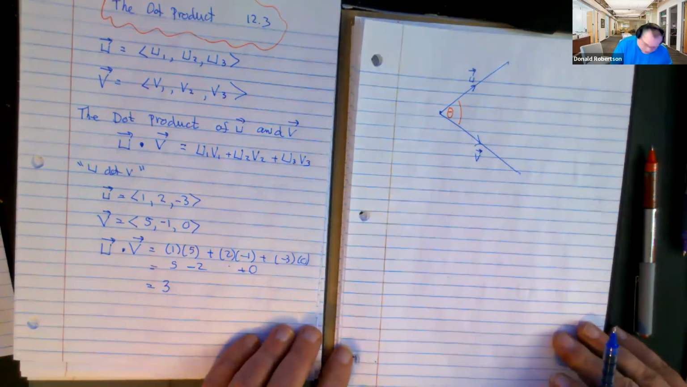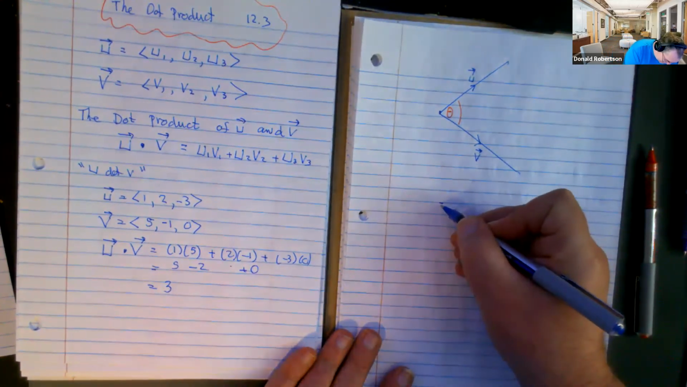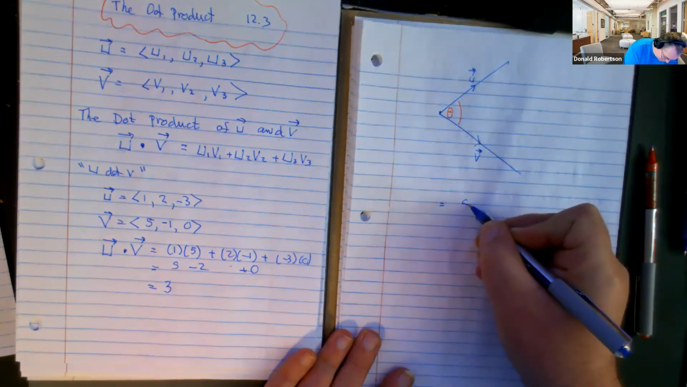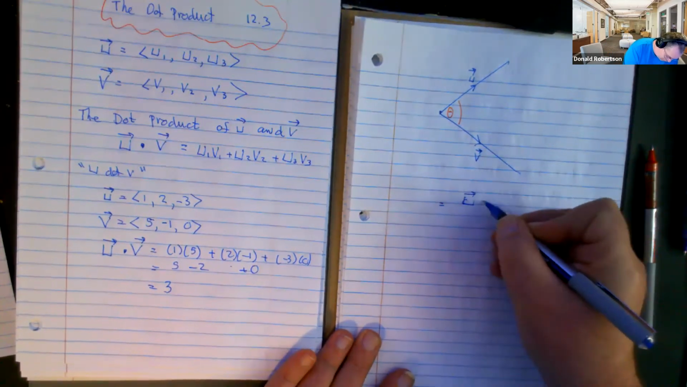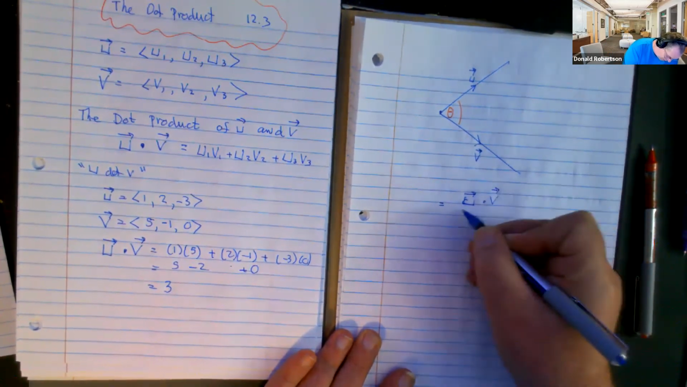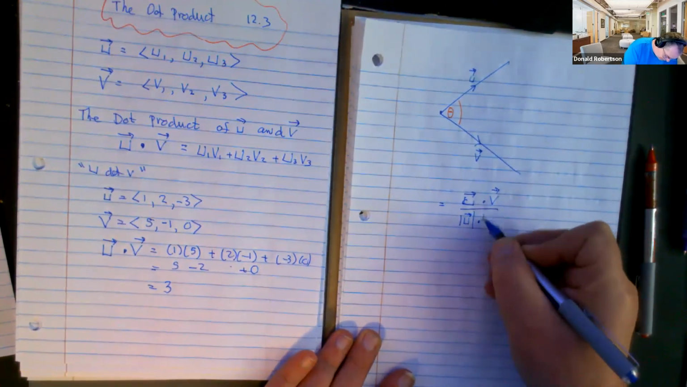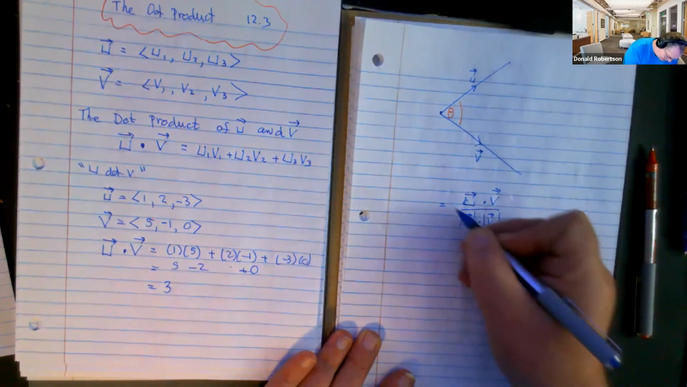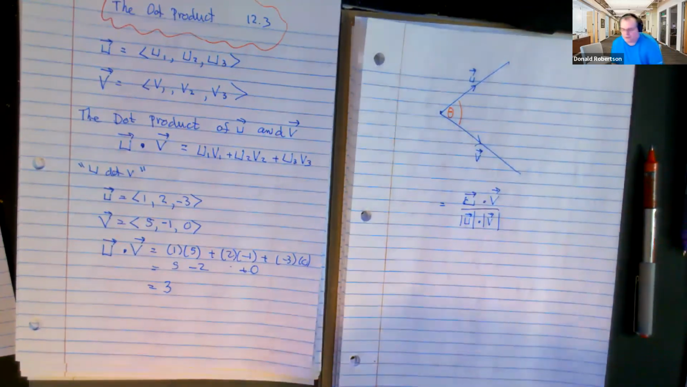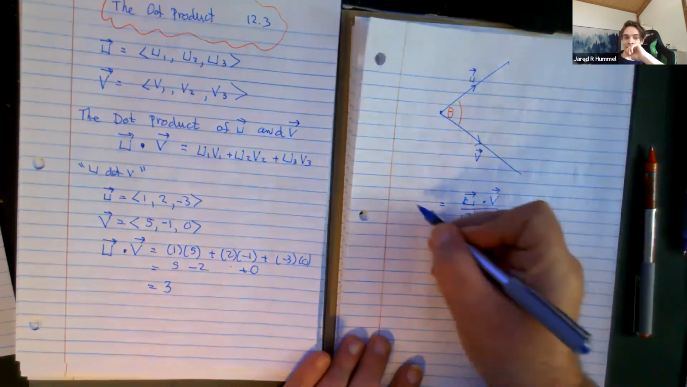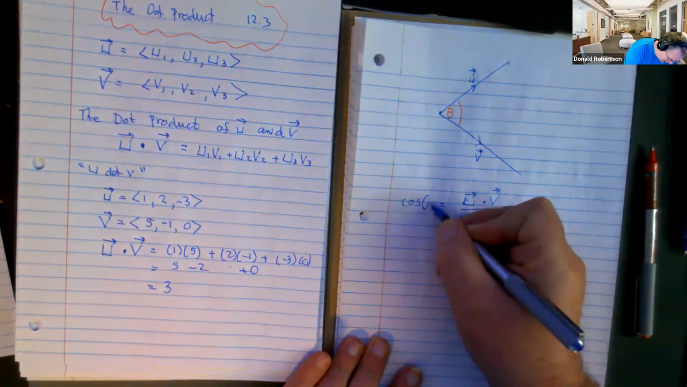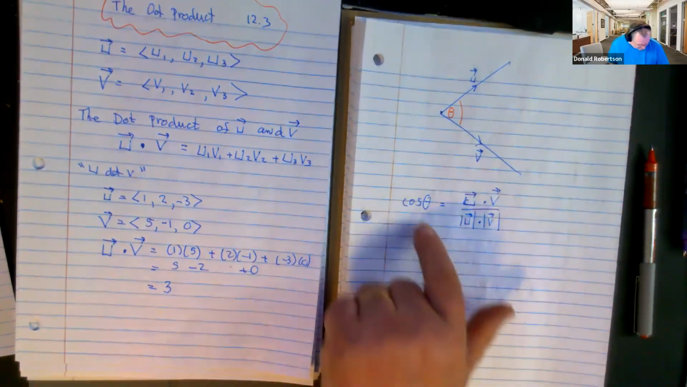Now that I've told you that, u dot v divided by the magnitude of u times the magnitude of v. What is that equal to? Can someone remember that? Because you actually did it in 142 as well. Cosine. Correct. So the cosine of the angle theta between the two vectors is that.